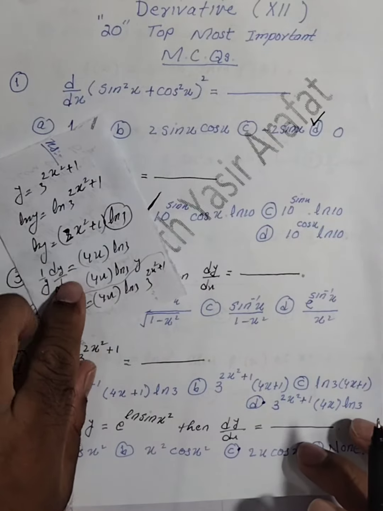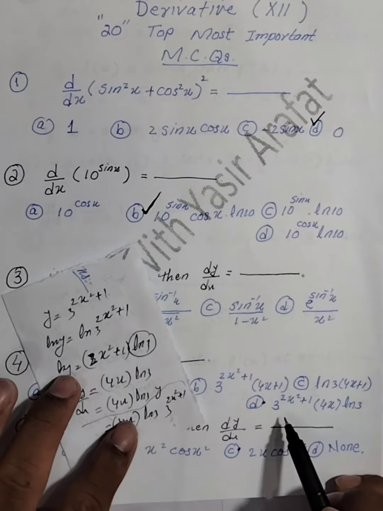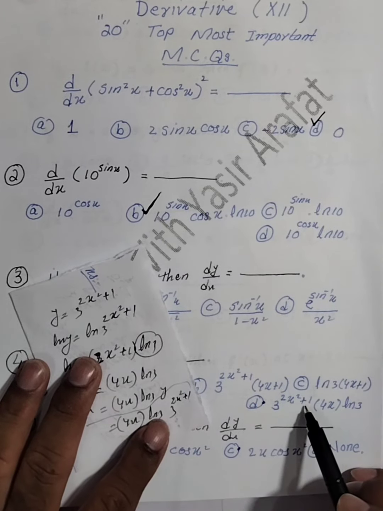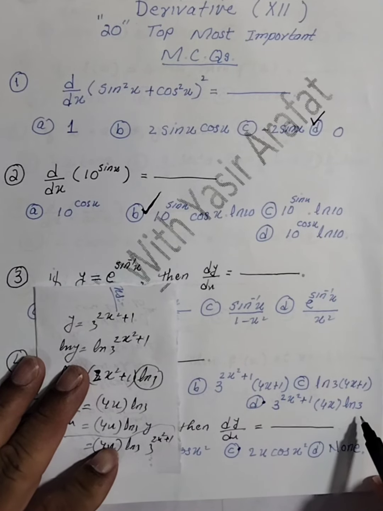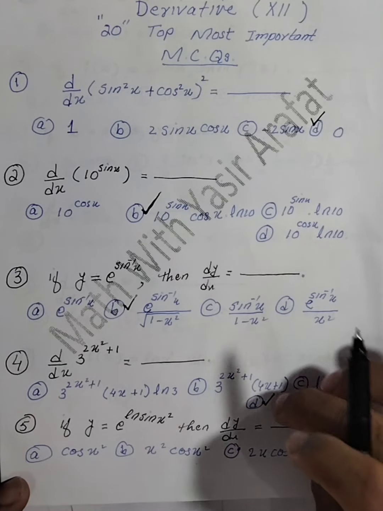So let's see. Here this is 3 power 2x square plus 1 and then 4x and then ln 3. That means the D part of the fourth MCQs is correct, is D part here.